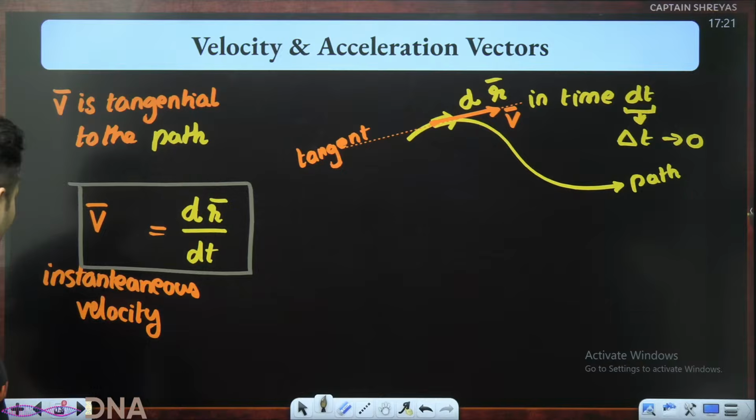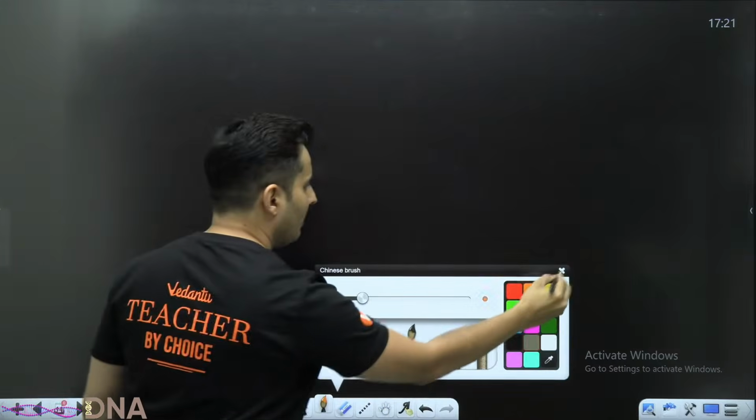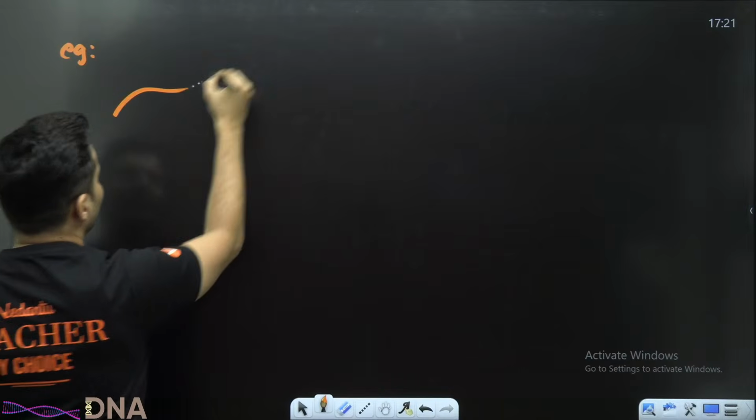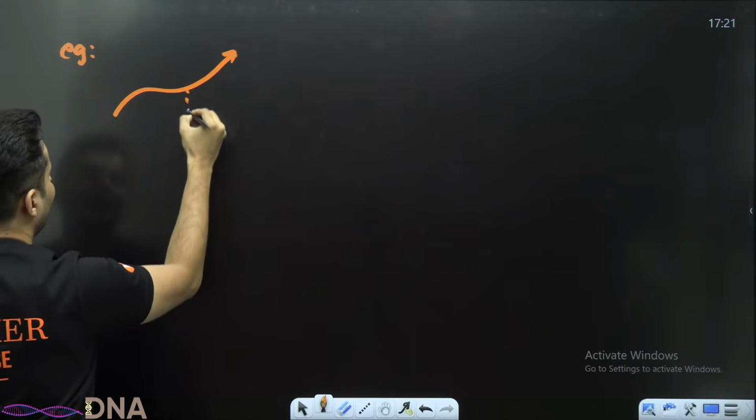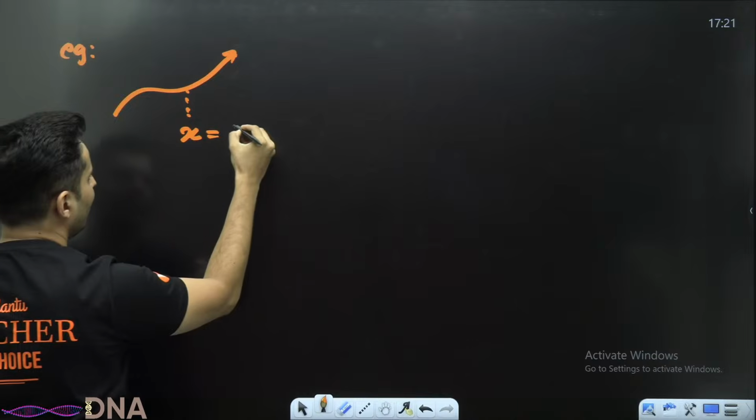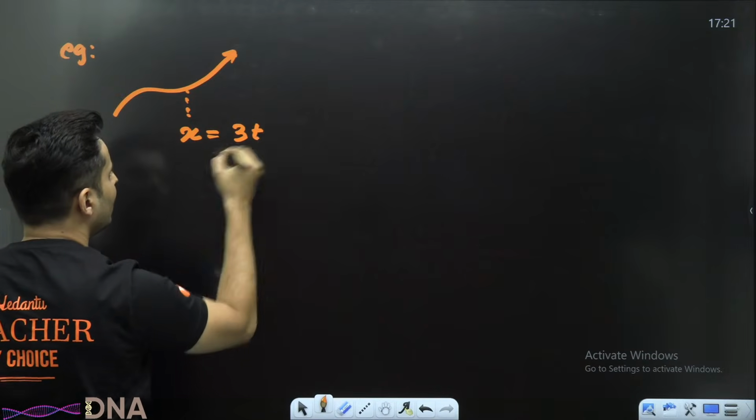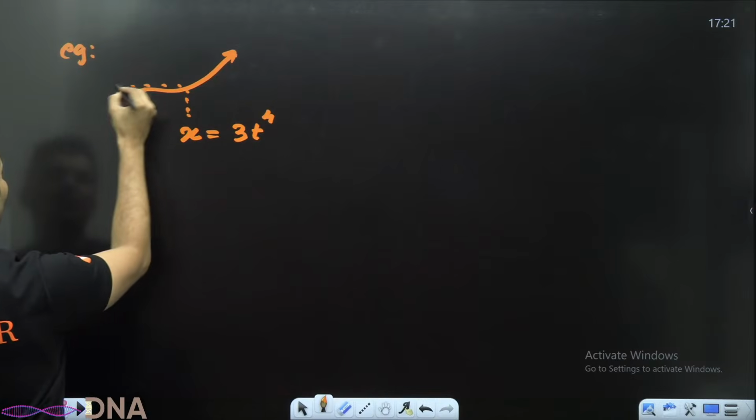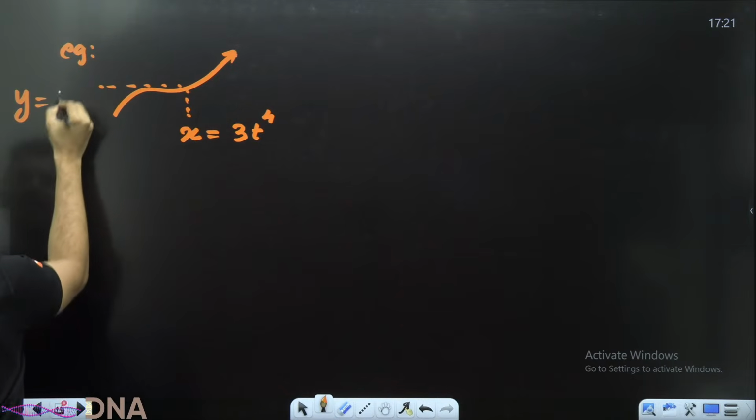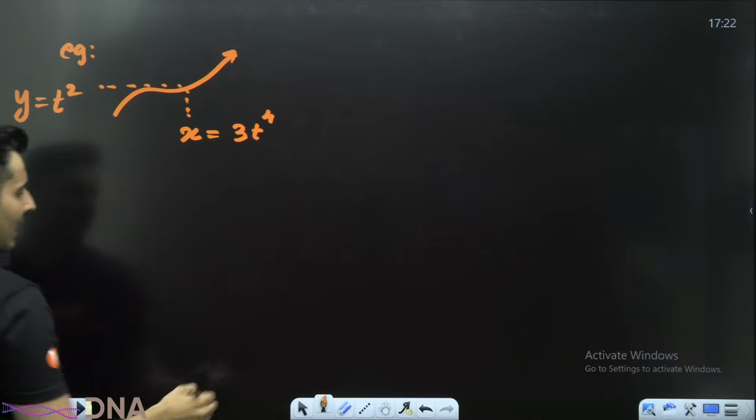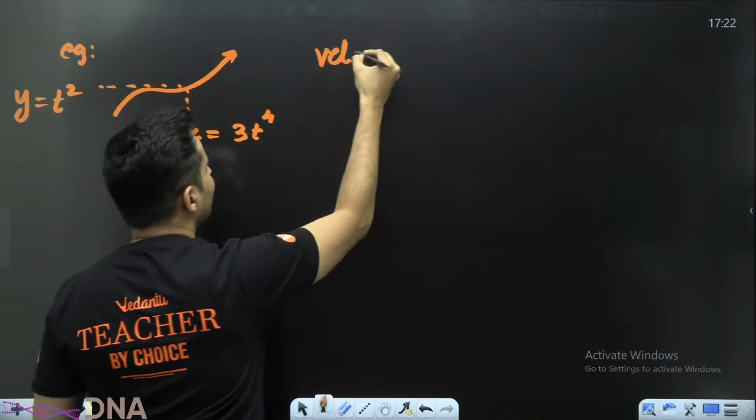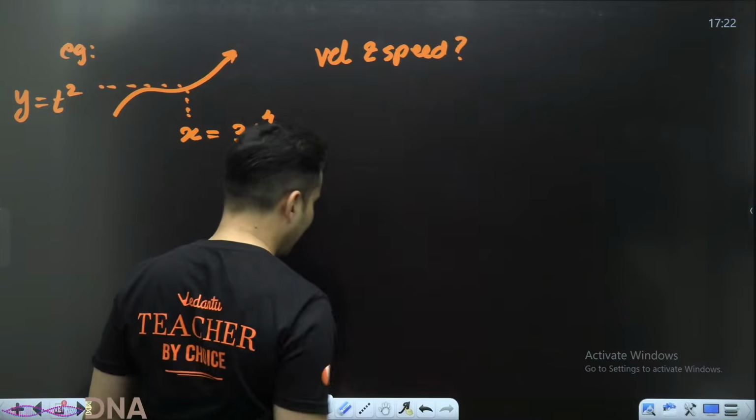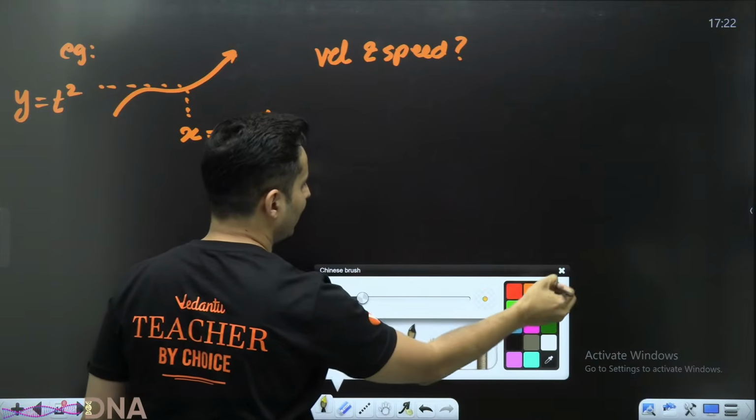Example to find out velocity would go like this. Imagine I tell you, hey, there is a particle which is going in some random curved path, and the x coordinate is given by 3t raised to 4, and the y coordinate is given by, let's say, t square. Can you find the velocity and the speed of the particle at any moment?